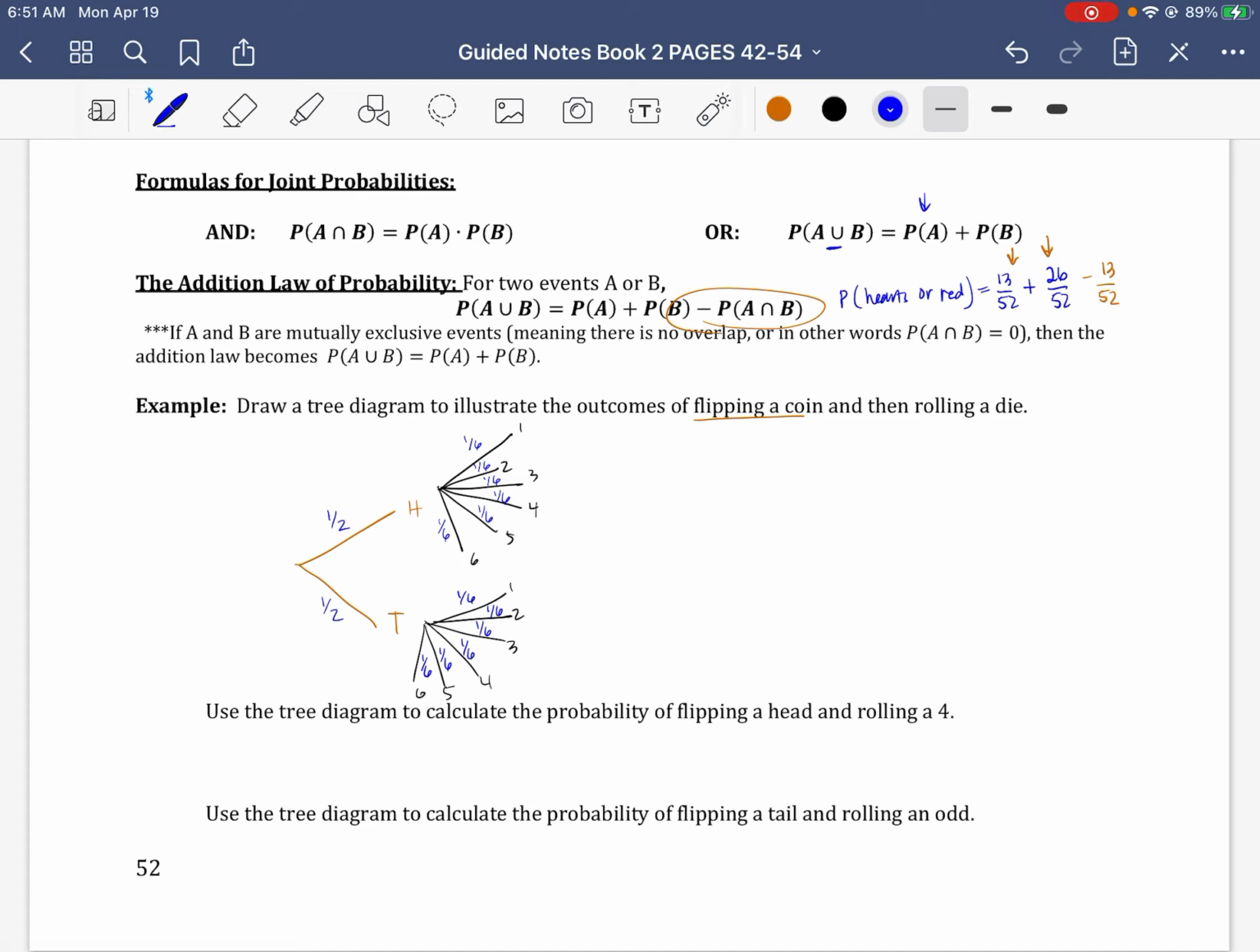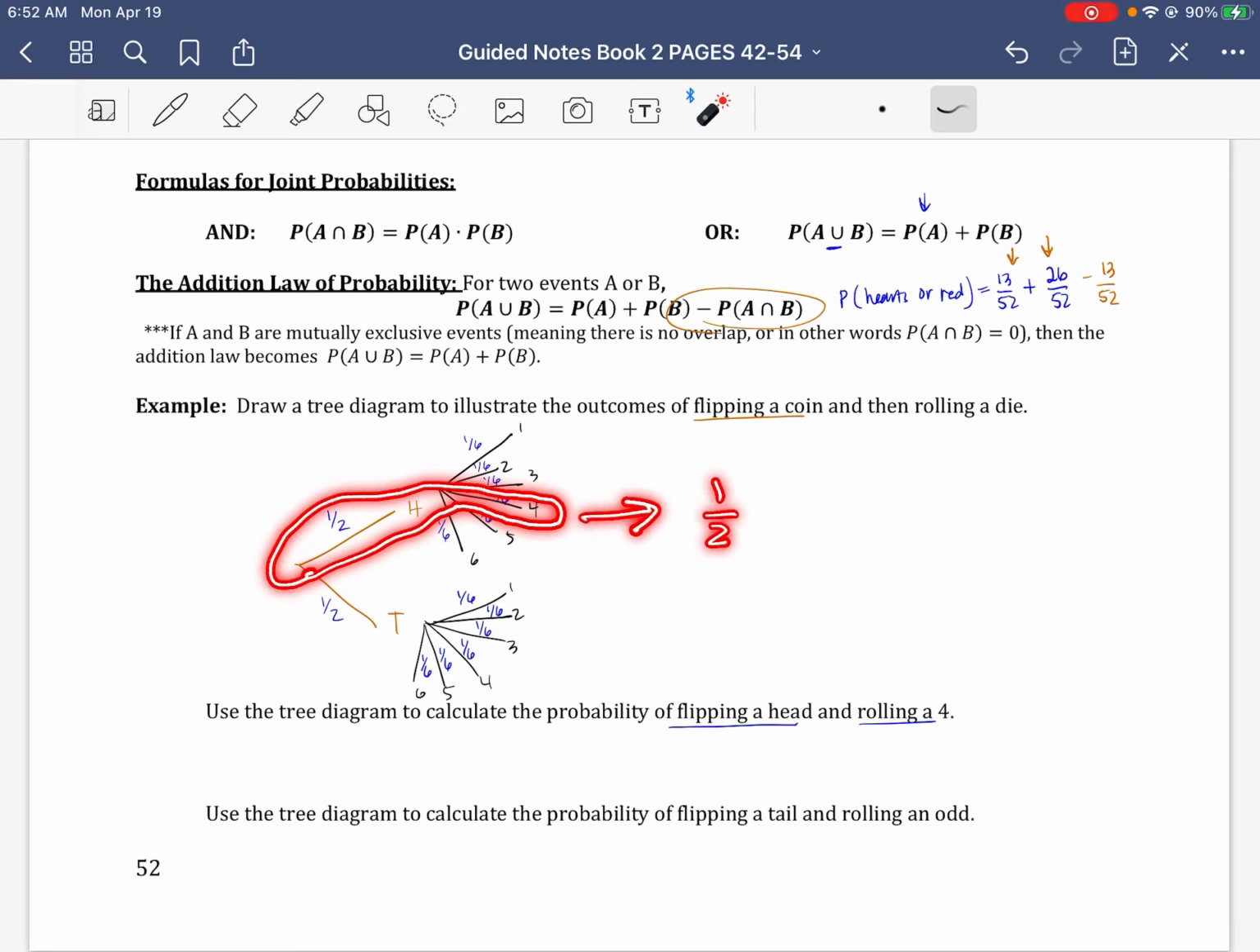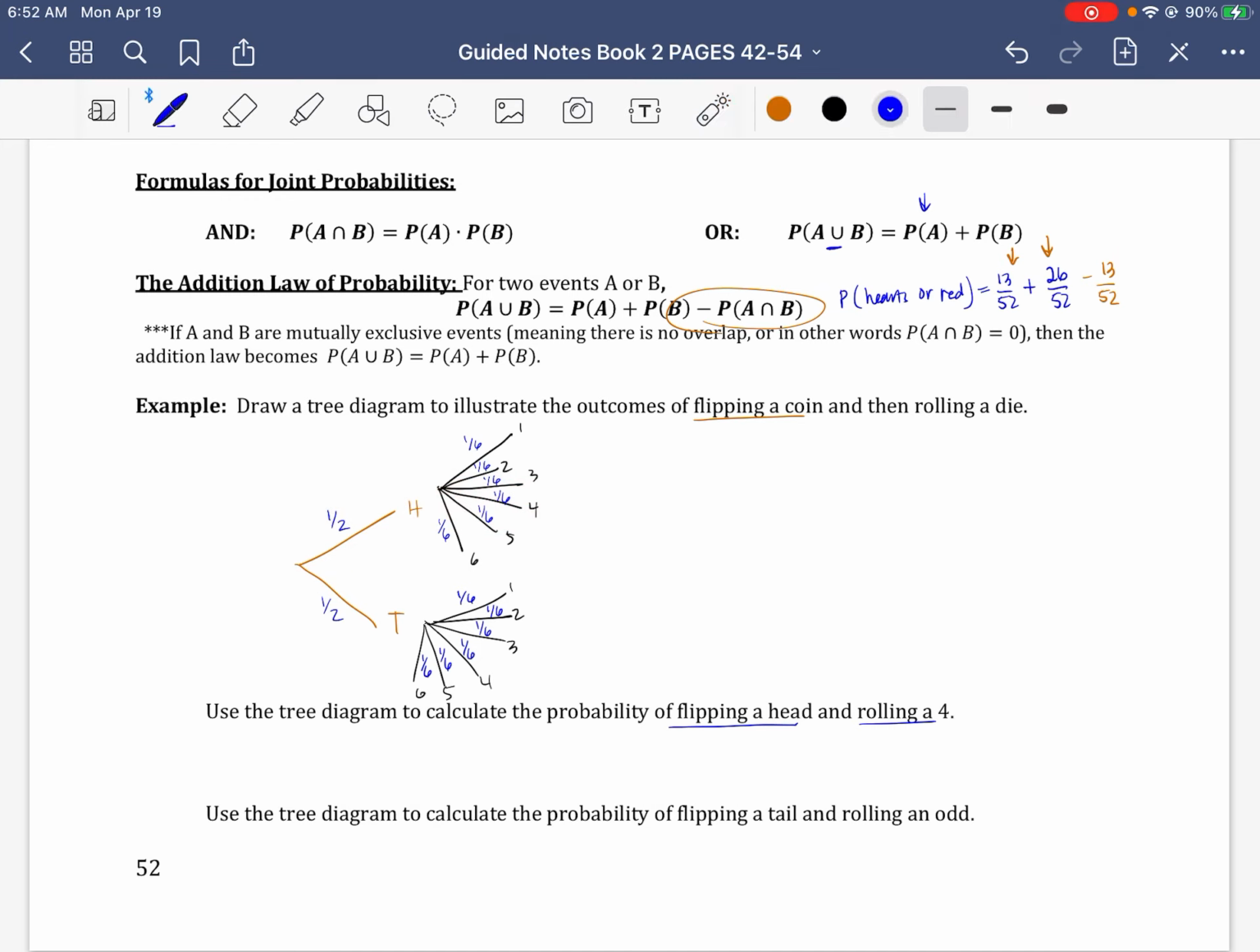So this one down here says use the tree diagram to calculate the probability of flipping a head and then rolling a 4. If you look at this, flipping a head goes down this branch and rolling a 4. To get to the end of a branch, you multiply the outcomes. So it's 1/2 times 1/6 to get all the way out. That would end up with 1/12. And takes us to the end of a branch because this is happening and this is happening. So again, we would do the 1/2 times the 1/6, and that would be equal to 1/12, or 8.3%.